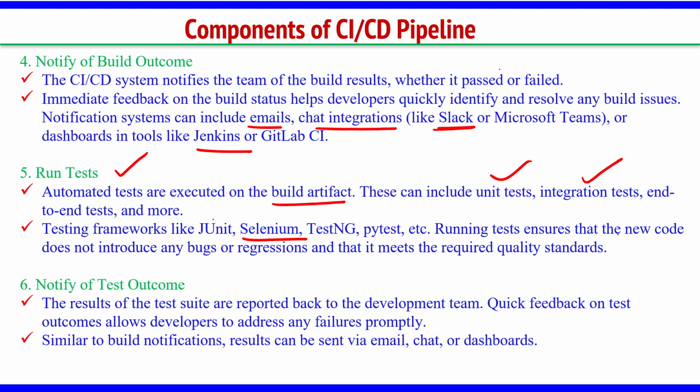Running tests ensures that the new code does not introduce any bugs or regressions. Because you made some new change, it should not affect the existing code. That's what we do, some basic, beginning-level tests here. Then notify the test outcome. If the testing is done, that also should be reported to the developer. The results of the test suite are reported back to the development team. This quick feedback on the testing outcome allows developers to address any failure in testing and fix it immediately.